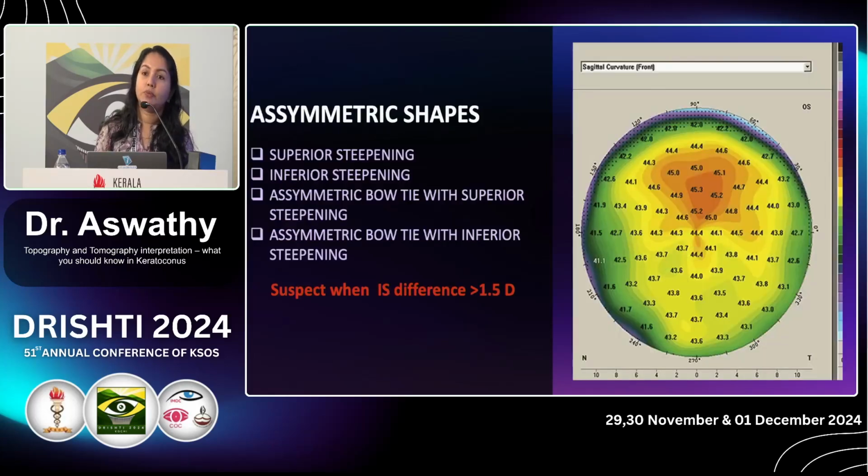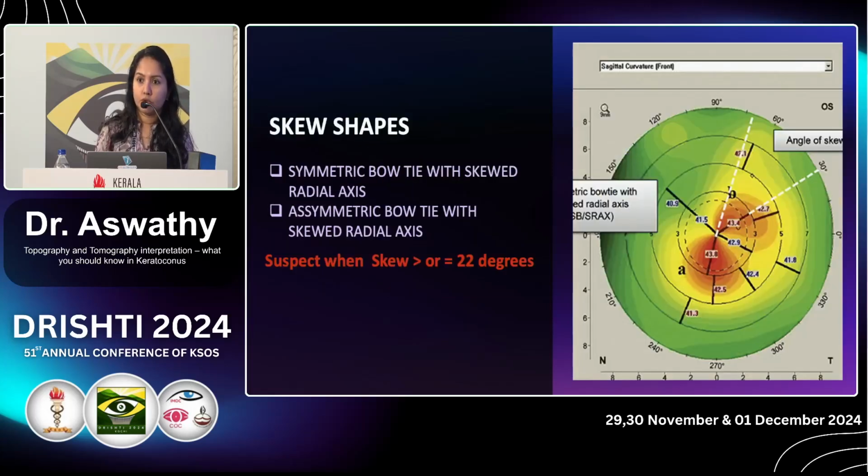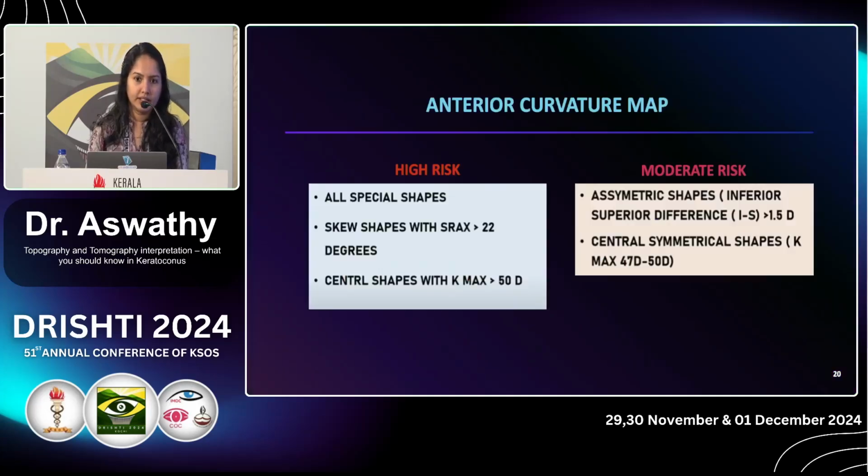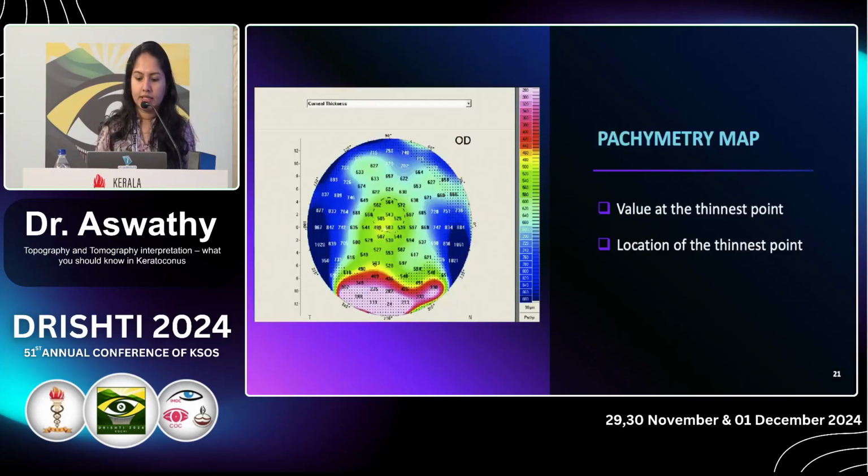Asymmetric shapes are there, like the superior steepening, inferior steepening, or asymmetric bow tie with superior or inferior steepening. When the difference between the inferior and superior part is more than 1.5 diopters, you can suspect an ectasia. There are skew deviations. When the skew is more than or equal to 22 degrees, then also you have to suspect an ectasia. Special shapes are almost always abnormal, like the butterfly, crab claw shape, and irregular. So these are the high risk and moderate risk characteristics which can be ascertained from a topography map, the anterior curvature map.